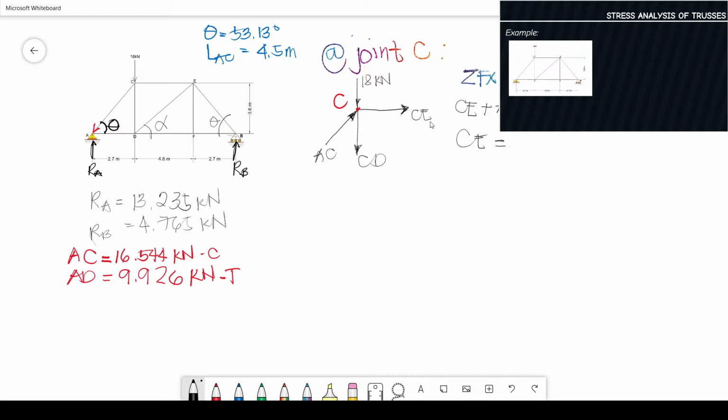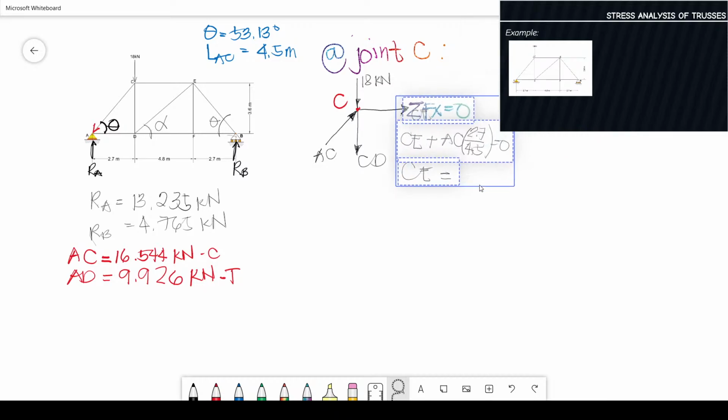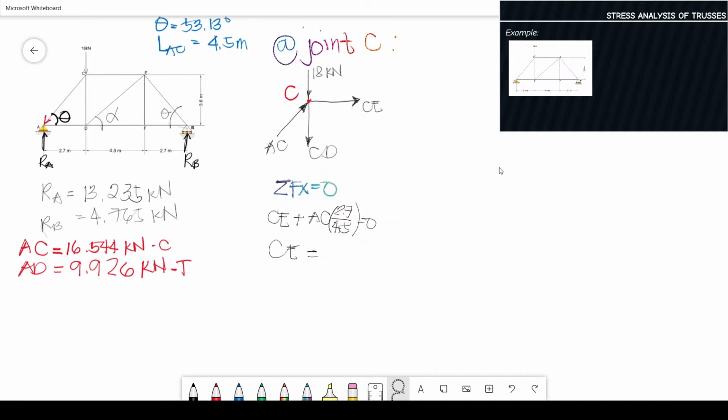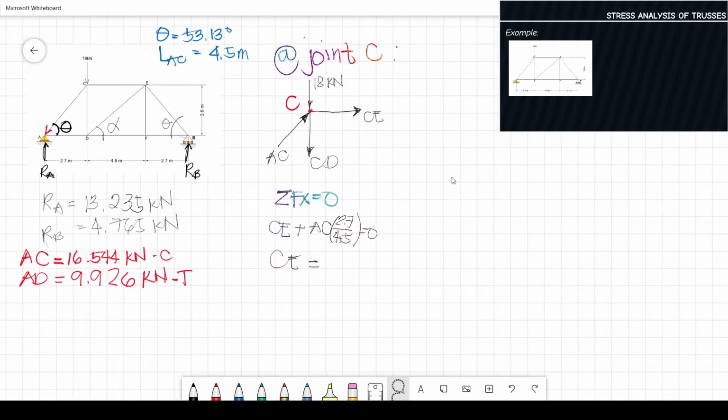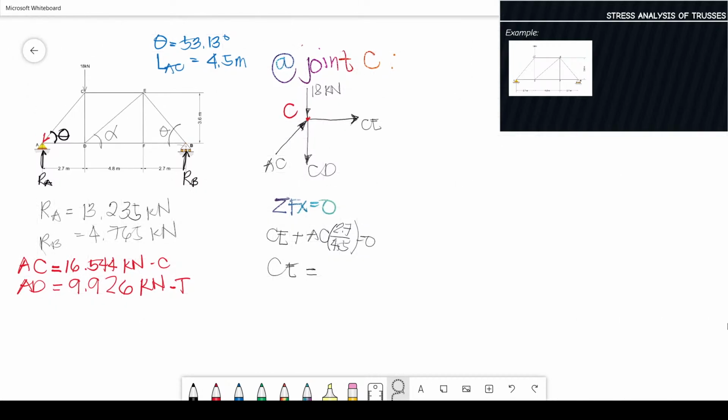I think it's still not visible. Still not visible, right, Sir Mark? It really isn't visible. Let's move this one. Yun.